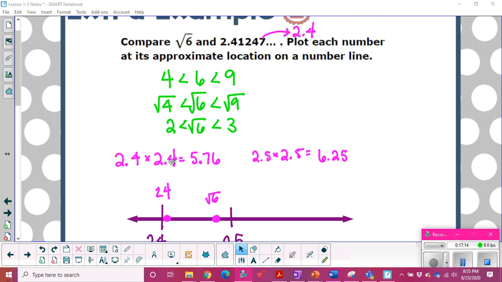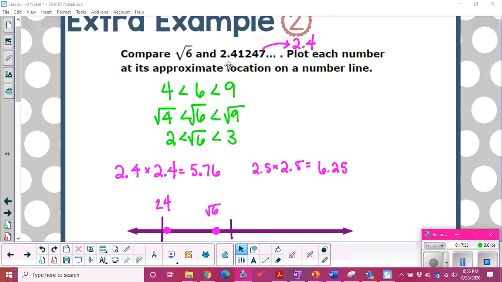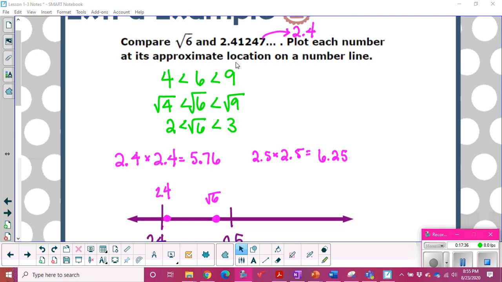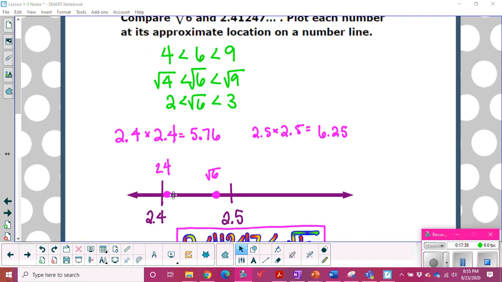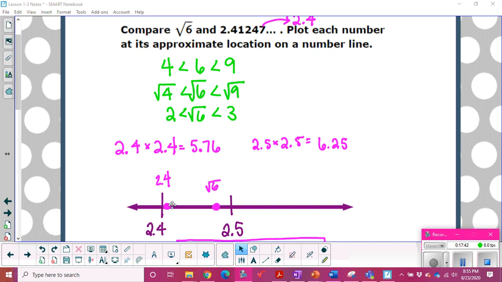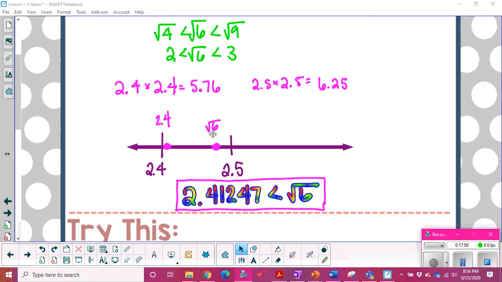So I started doing the squares of 2.4. 2.4 times 2.4 is 5.76. And 2.5 times 2.5 is 6.25. So the square root of 6 is somewhere in between these two numbers, 2.4 and 2.5. Then I rounded our decimal up here to the nearest tenth, which is 2.4. The number I just rounded to 2.4 is right here on the number line. The square root of 6 is closer to 2.5 than it is to 2.4, so it is bigger than 2.41247.